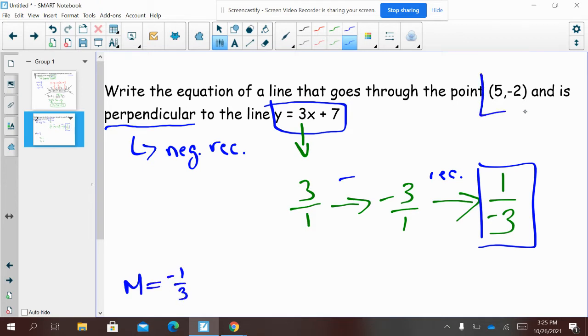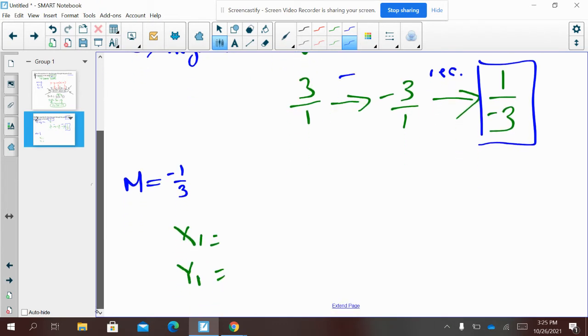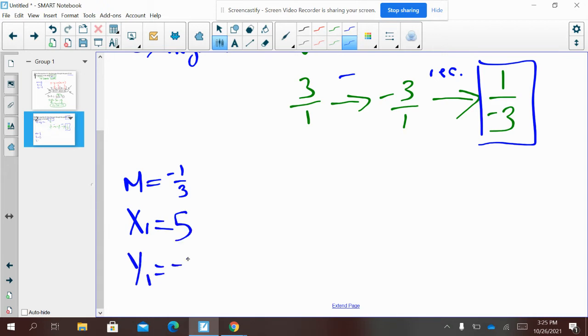It also tells us that we have to use the point 5 comma negative 2. So my x1 is going to equal 5, and my y1 is going to equal negative 2. I'm going to use point slope form and then show you how to convert it into slope intercept form. Remember, point slope form is y minus y1 is equal to m parentheses x minus x1.